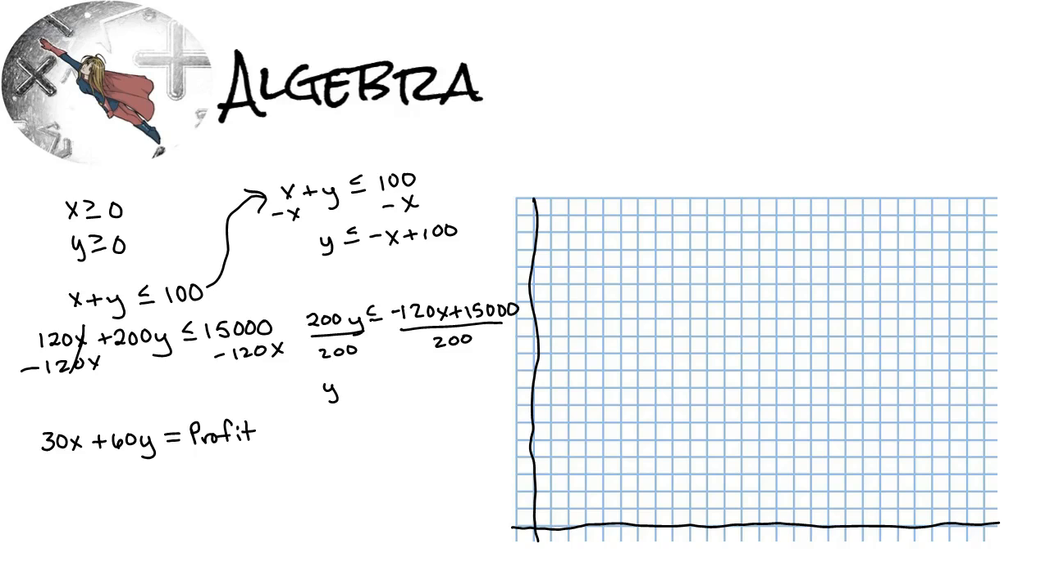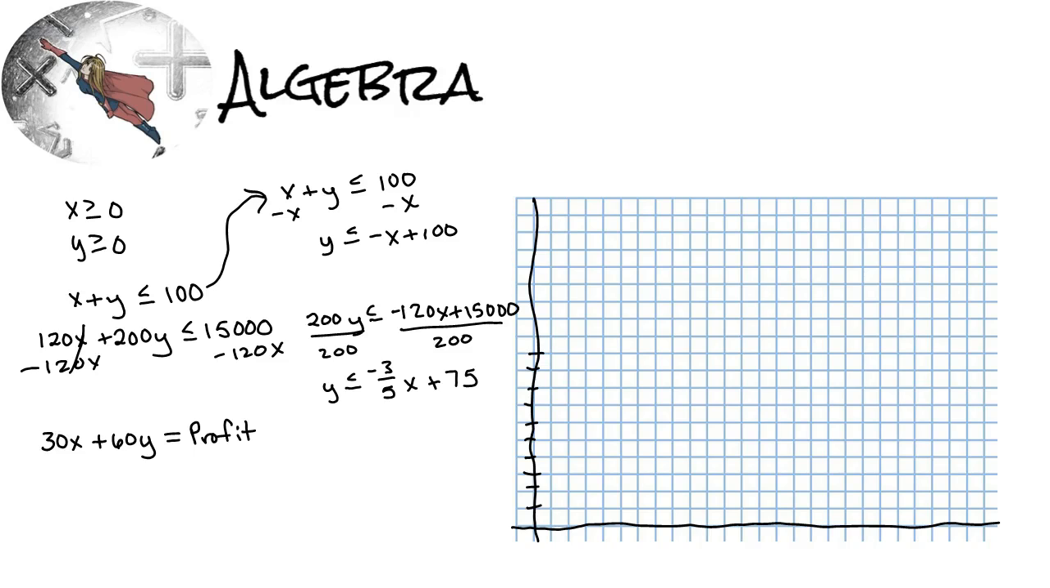So I will get y is less than or equal to, and you can do some reducing in your calculators, negative 3/5 x plus 75. Those are the two equations that we need to graph. My y-intercepts are 75 and 100, so I think what I'll do is count by tens. So I'll go 10, 20, 30, 40, 50, 60, 70, 80, 90, 100.